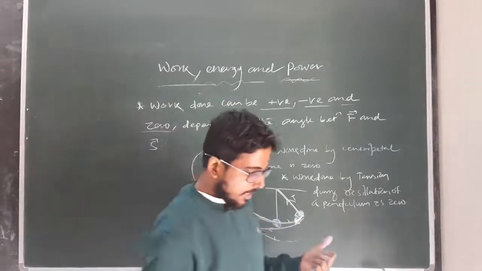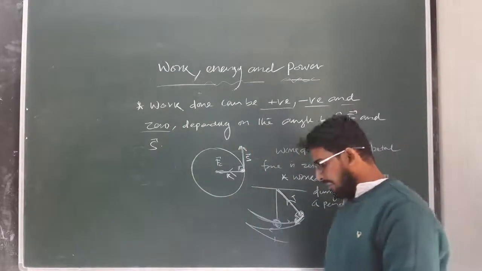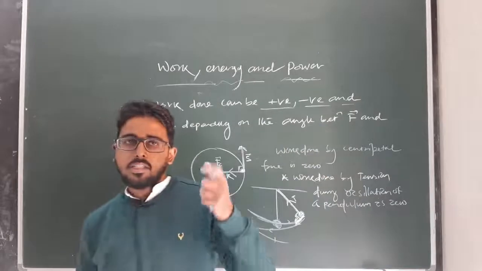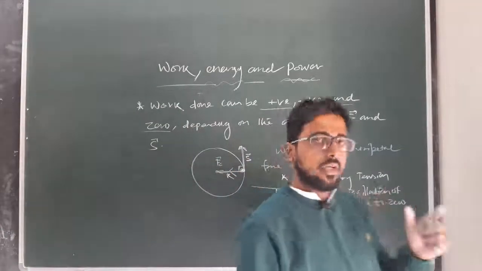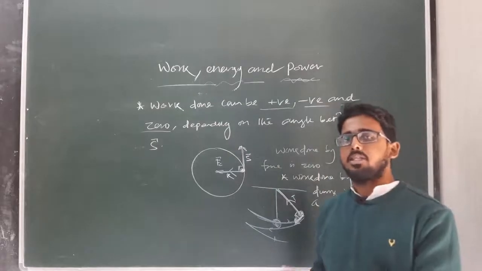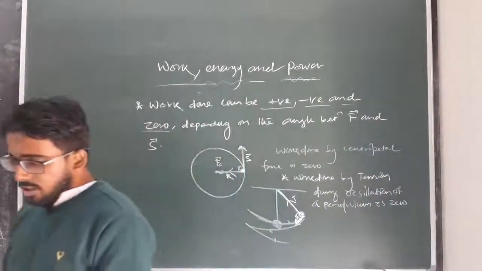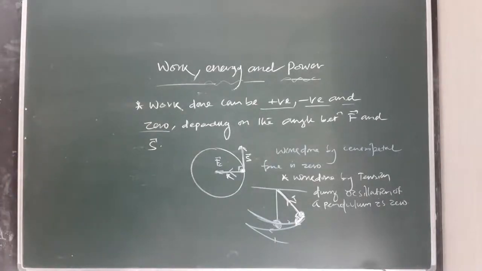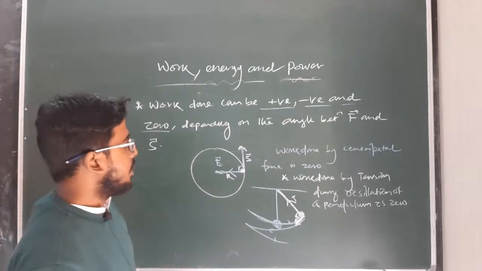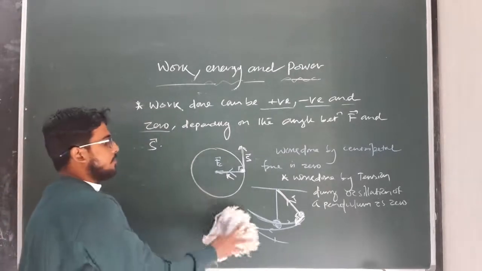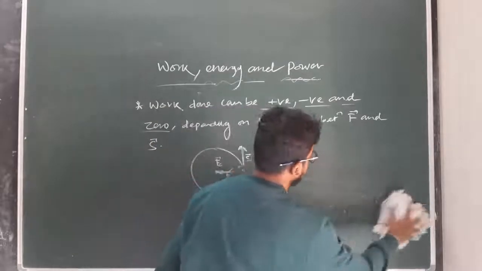So when theta is 90, the work done will be 0. When theta is 180, the work done is negative and maximum, and when theta is 0 between displacement and applied force, the work done is positive and maximum. Clear? So you have to remember the condition when the work done will be positive, when the work done will be negative, and when the work done will be 0, and you have to remember the examples for your examination purpose. Okay.